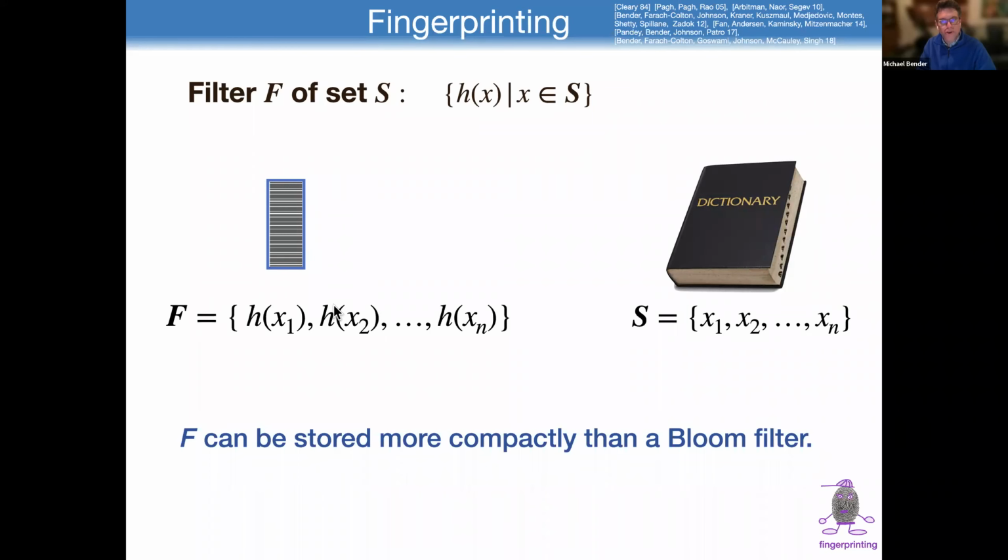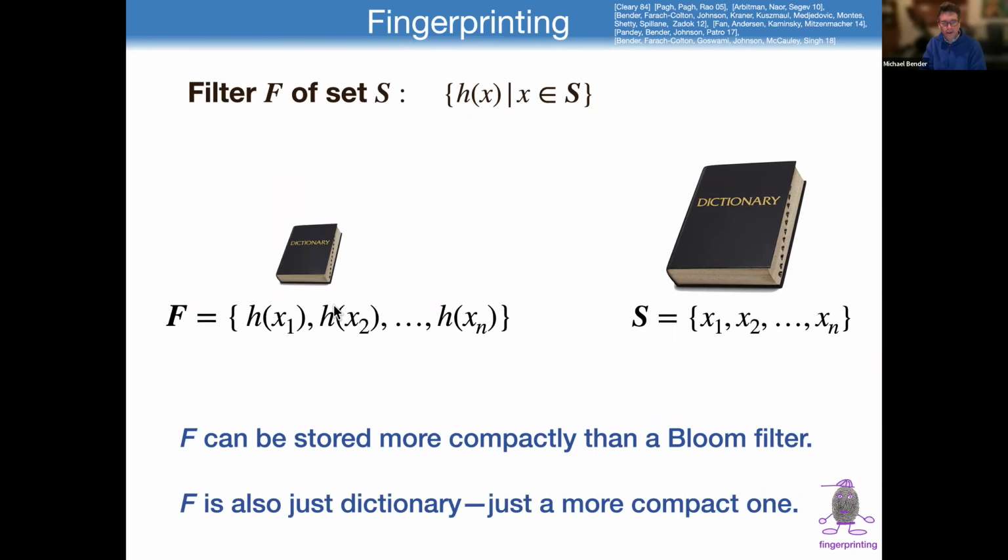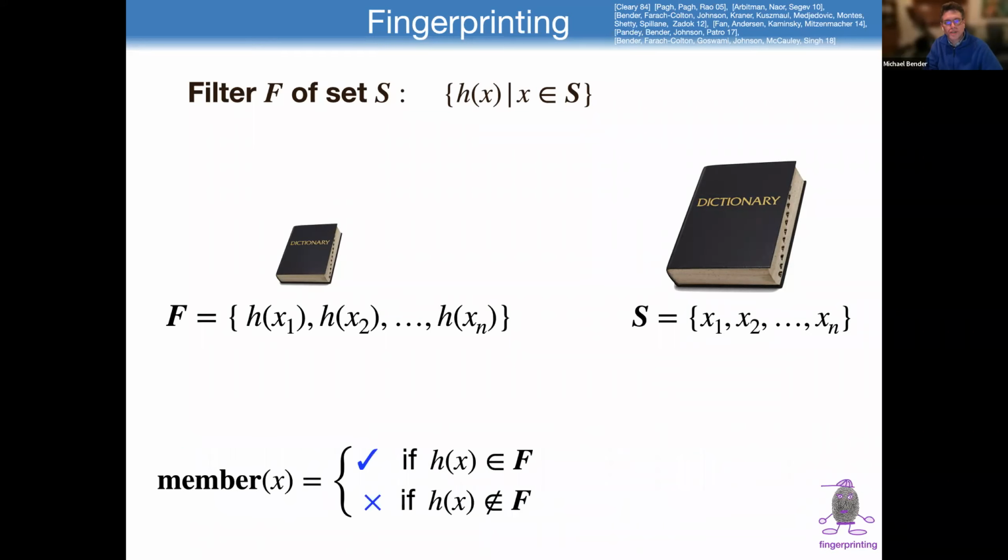Okay, I'm just beginning to explain what we mean by fingerprinting. The point about this slide is really just this last line: this filter is just a dictionary. Instead of storing a dictionary of elements, it's storing a dictionary of the hashes of elements. So it's just a dictionary, but a more compact one. That's why this is a tinier thing than that one there. This is what we mean by fingerprinting: storing a bunch of fingerprints, hashes.